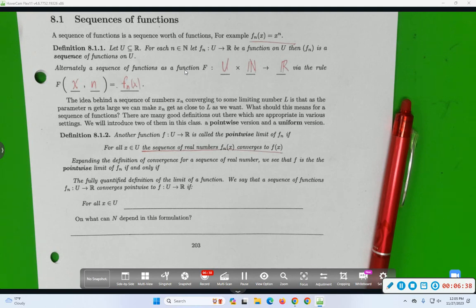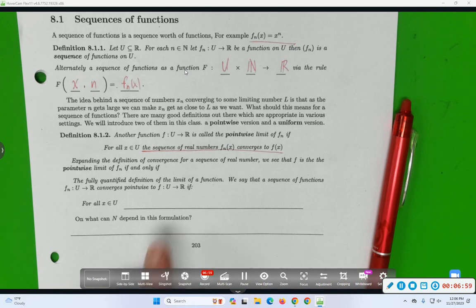So there should be some threshold value, which depends on the choice of epsilon. The smaller epsilon is, the bigger big N should have to be, such that as soon as little n is past this threshold value, you get that. Now that it's written, it looks familiar.